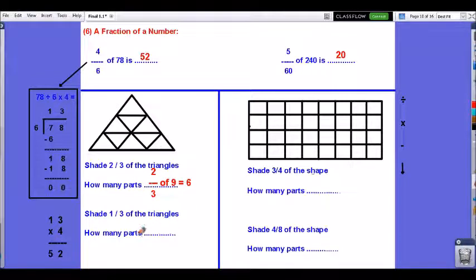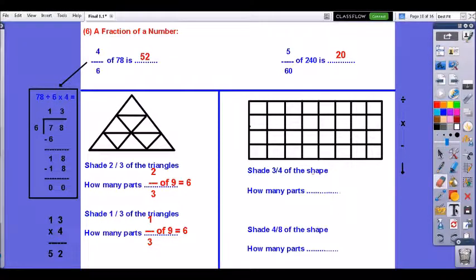And here, 1/3 of the 9 triangles. 1/3 of 9 gives you 9 divided by 3. You divide 9 by the denominator, then you multiply it by the numerator. So 9 divided by 3 is 3. You multiply by 1 is just 3. So we have 3. Sorry, this is a mistake. It's not a 6, it is 3. 9 divided by 3 is 3. You multiply by 1 is just 3.